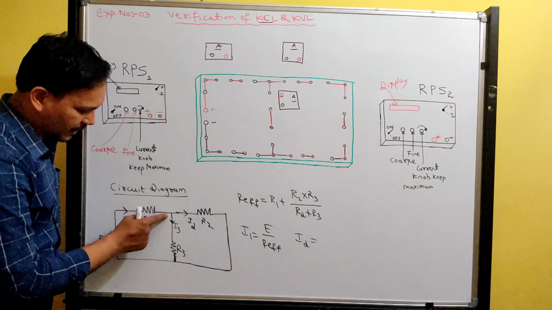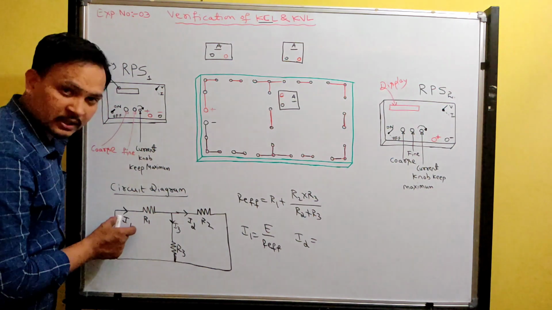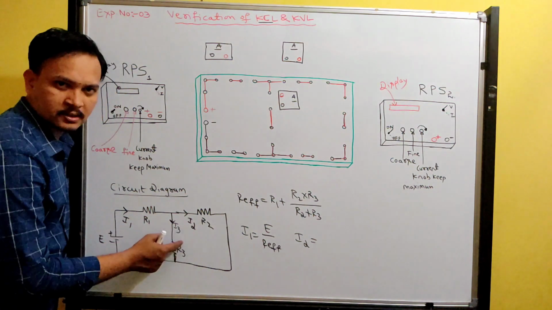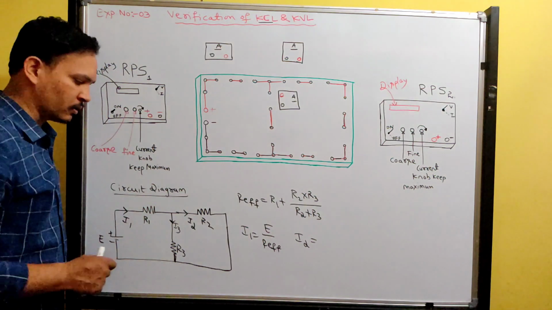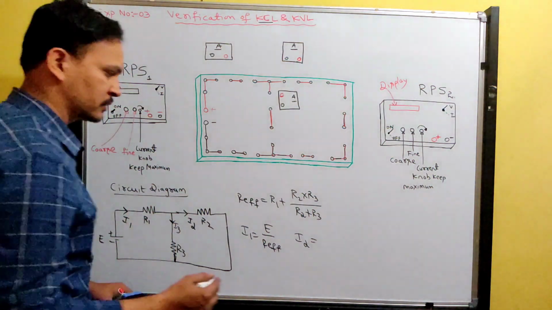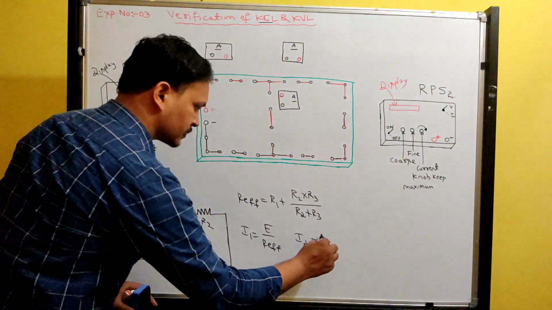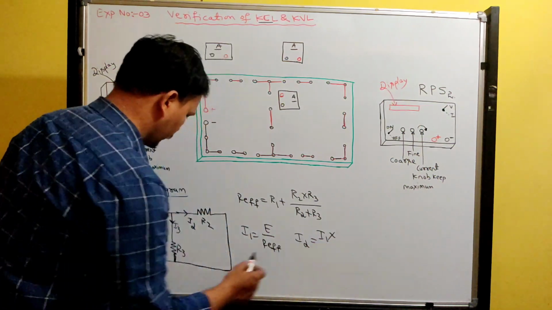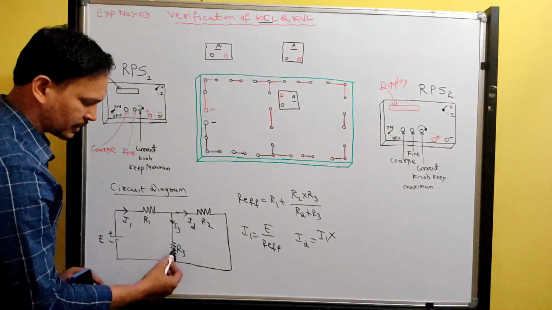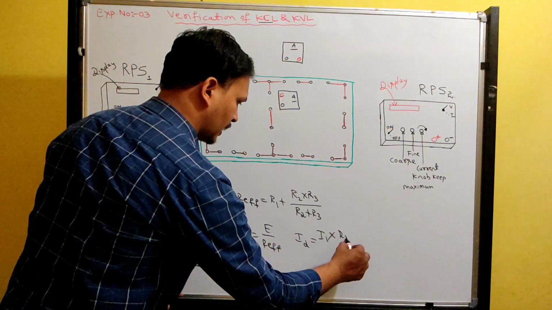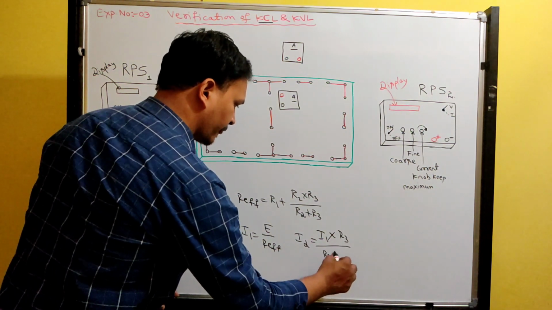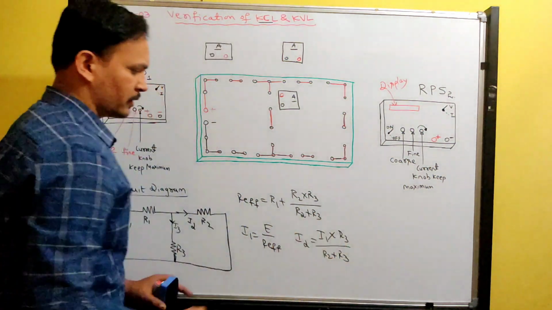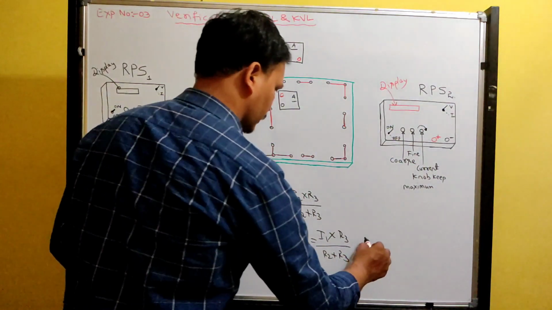So the supply current is I1. That I1 current will divide in these two branches. So we can apply current division rule. We can write equations for I2 and I3. So I2 can be written as supply current into, finding current in this resistance, you write the other resistor. So that is R3 divided by R2 plus R3. That gives the I2 current equation.